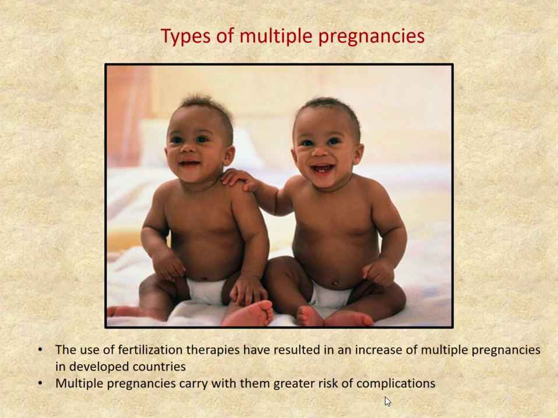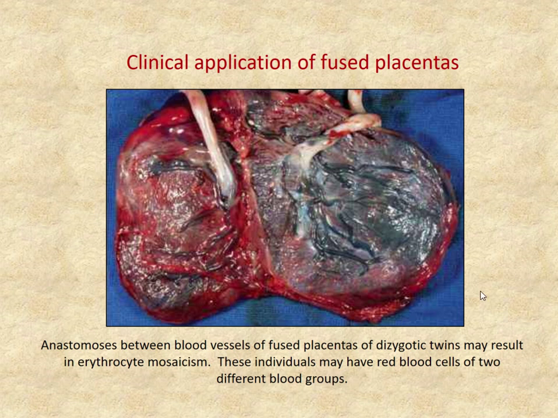All right, since we've increased our fertilization therapies, we have a lot more multiple pregnancies than was typical before we had fertilization therapies. Unfortunately, with increased multiple pregnancies, we have increased risks. One of the risks is having fused placentas between two babies that are being carried at the same time. You can have anastomosis between blood vessels where you have fused placentas. One of the things that can happen is erythrocyte mosaicism, where the babies may have two different types of red blood cells.